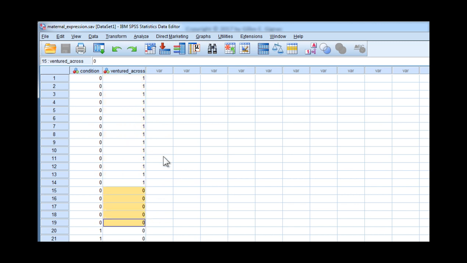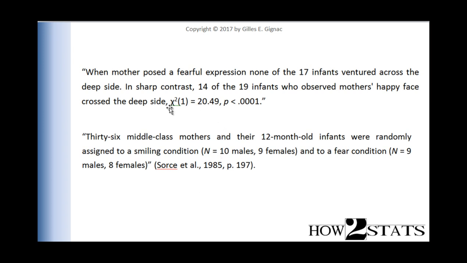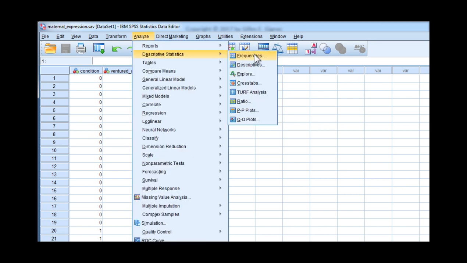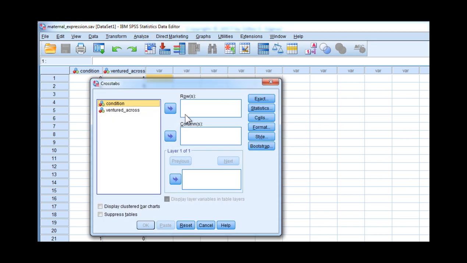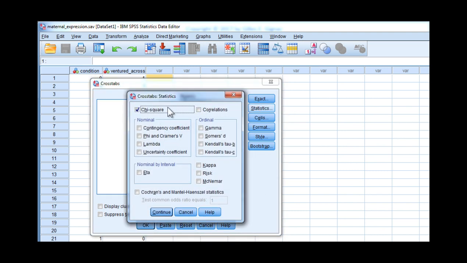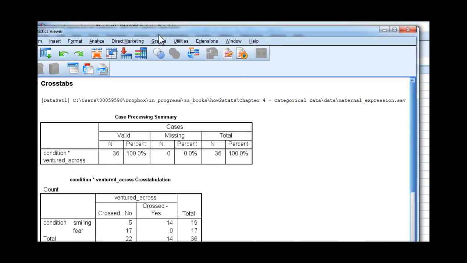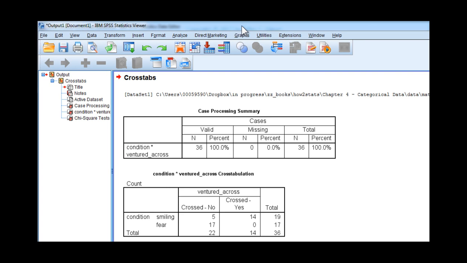Now, when I conduct this analysis, looking at condition and ventured across, will it produce the key result of chi-square equals 20.49? Well, let me test that. I'm going to Analyze, Descriptive Statistics, Crosstabs, and put condition into rows and ventured into columns. Click on Statistics, and I got chi-square, and OK.